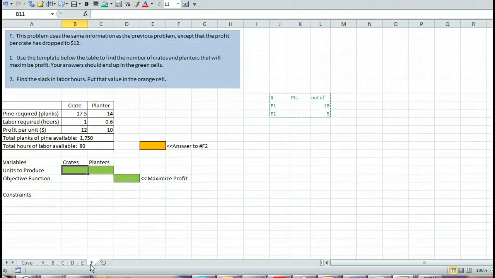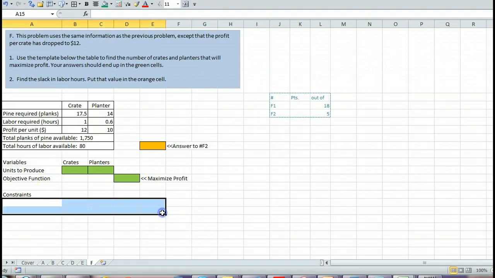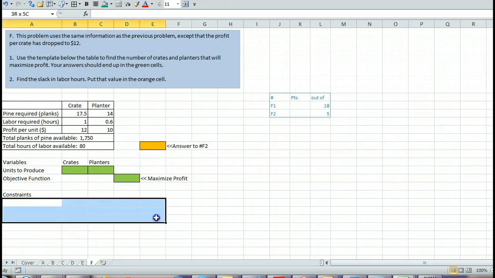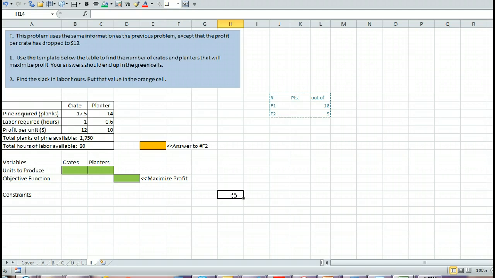And then problem F as well is another linear programming problem, so you will enter your constraints, your constraint information, enter your formulas, and all of your answers. Everything, all these colored spots should have answers in them, but remember, you'll have to enter constraints down here if there are some constraints, which there are in this problem.